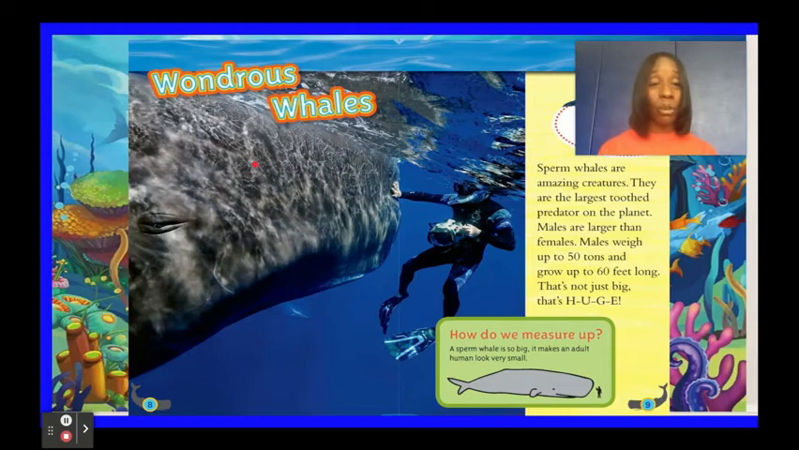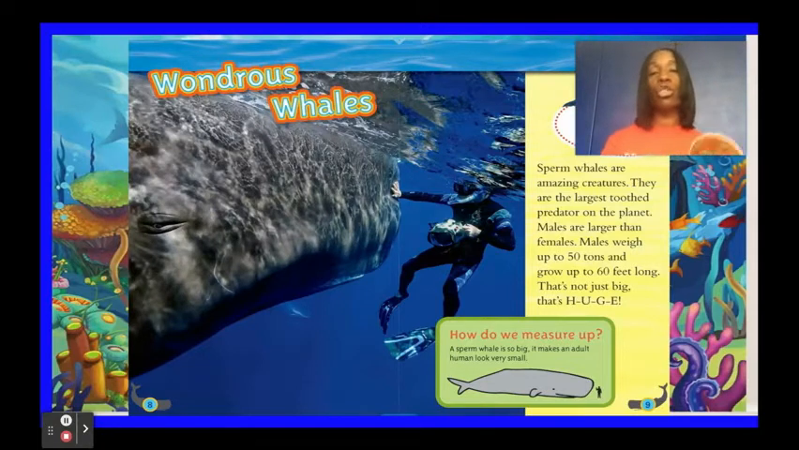Wondrous whales. Sperm whales are amazing creatures. They are the largest toothed predator on the planet. Males are larger than females. Males weigh up to 50 tons and grow up to 60 feet long. That's not just big, but it's huge.